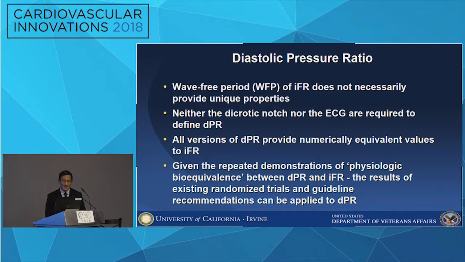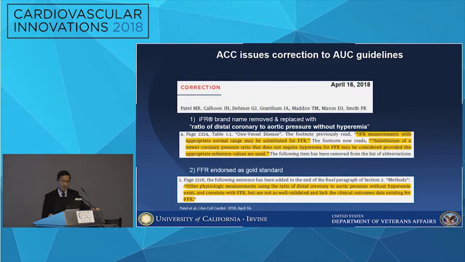Some people might argue, oh, you haven't really proven this. You need to do another 4,500 patient study. And basically, if it's numerically equivalent, then you probably can apply the existing randomized trial evidence to this measure. And that was actually recently added to the correction to the AUC, or appropriate use guidelines, and basically the correction took out the brand name of iFR and replaced it with ratio of distal coronary to aortic pressure without hyperemia. Any resting ratio, either Pd/Pa, whole cycle, or diastolic, and basically substitution of these newer pressure ratios could be used.